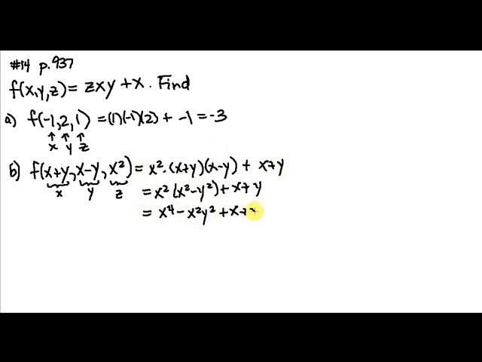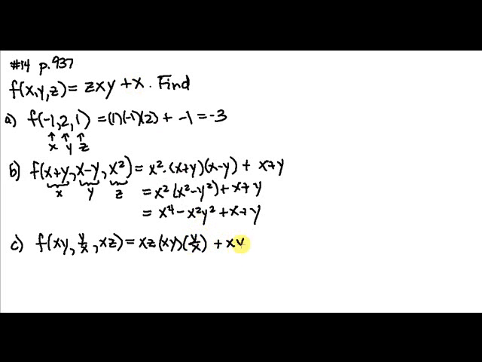Alright, now let's look at another one, part C. F of xy, y over x, xz. So again, referring back to the original function, we have z times x times y. So third coordinate times first coordinate times second coordinate. It's going to be xz times xy times y over x, plus first coordinate, so plus xy.